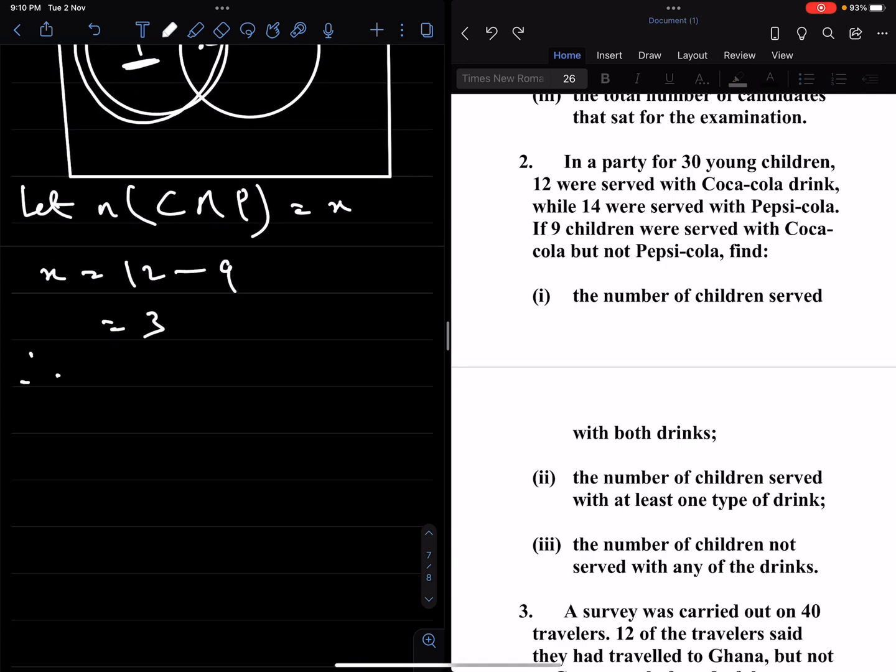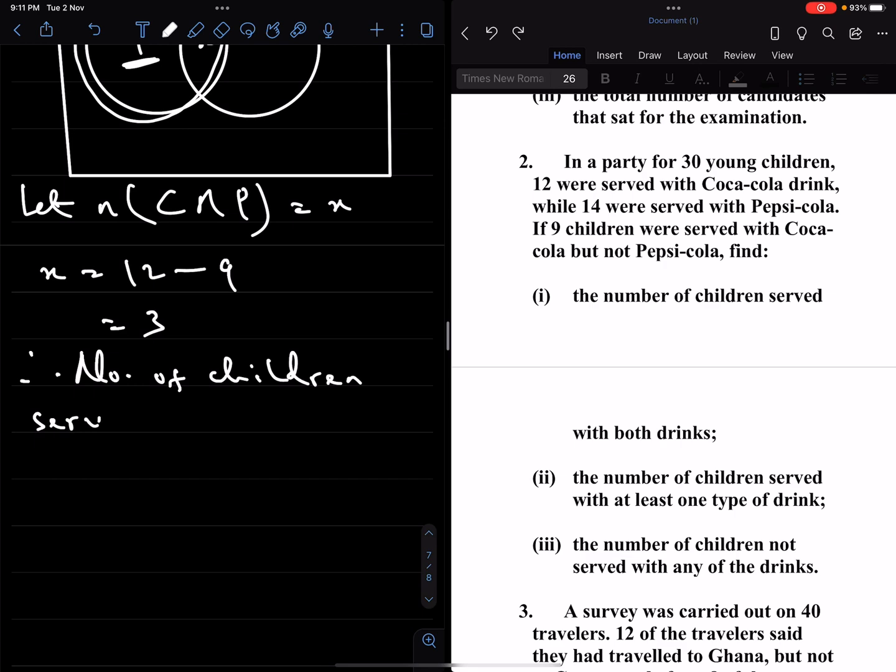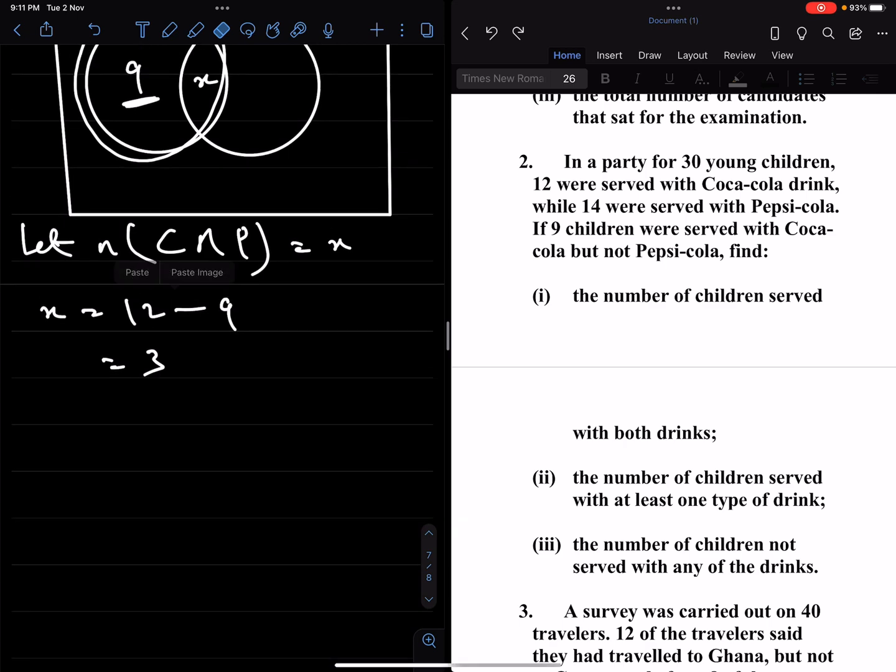Therefore, the number of children served with both drinks. I don't think I need to write that story. Therefore, the number of children served with both drinks is 3.